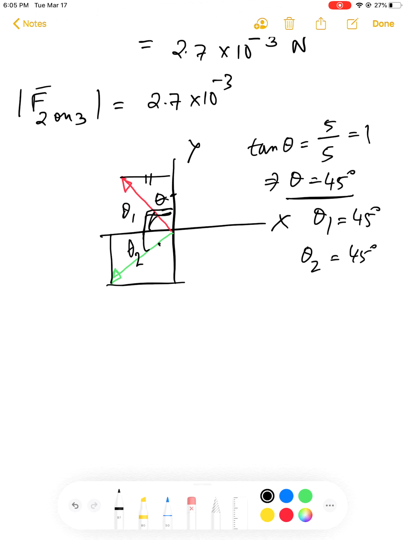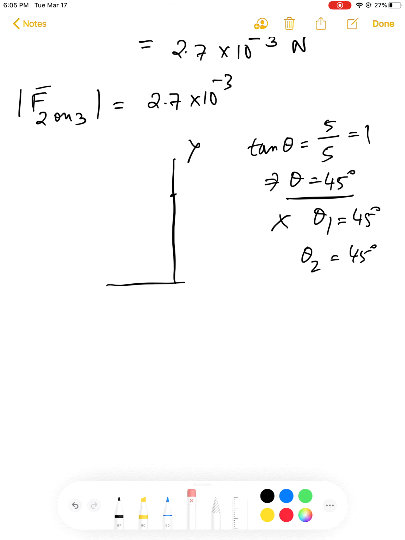So we know that both these two vectors are aligned with an angle of 45 degrees. So if I now erase all this, so that we can use again our previous diagram, right? One force is like that, another force is like this. Let's maintain the color code.